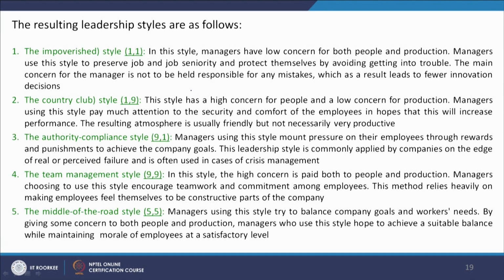And the last is the middle of the road style. The managers using this style try to balance company goals and workers' needs. There is a balance, and by giving some concern to both people and production, managers use this style in the hope of achieving a suitable balance while maintaining the morale of the employees at a satisfactory level. So, that means relationship orientation and concern for production go parallel.